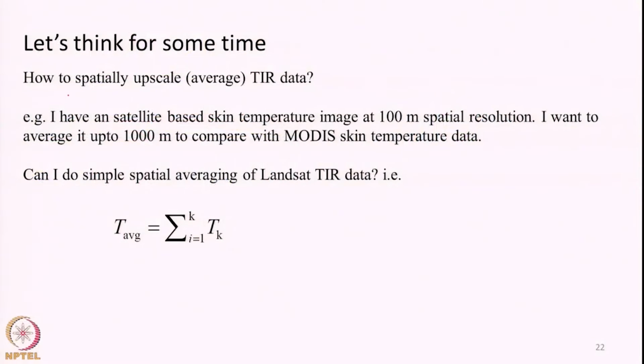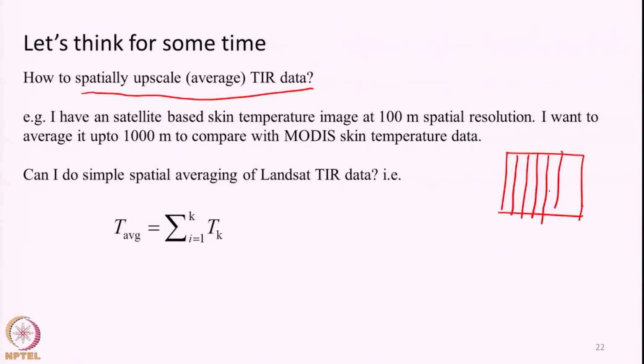Here in this particular example, I am giving you one problem: how to spatially upscale or average TIR data. Let us say you have one satellite image at 100 meter by 100 meter resolution. Each pixel is 100 meter by 100 meter, and you have surface temperature. Now I have to convert this data to 500 meter by 500 meter, because for my application I need data at 500 meter by 500 meter.